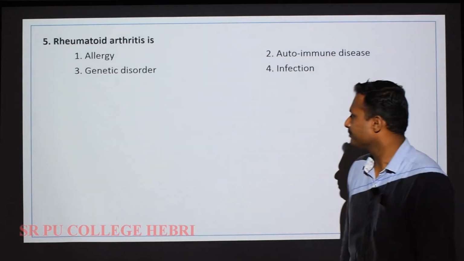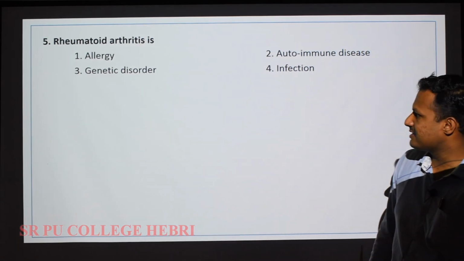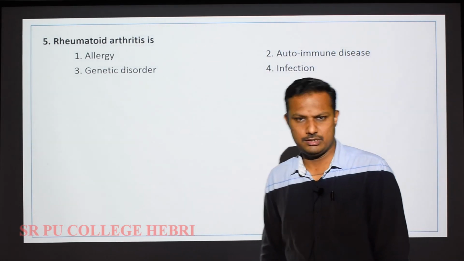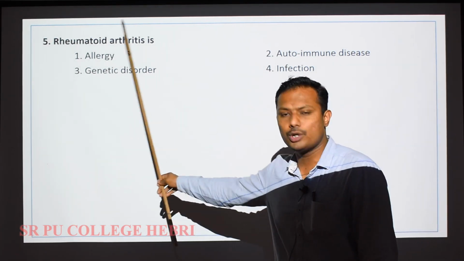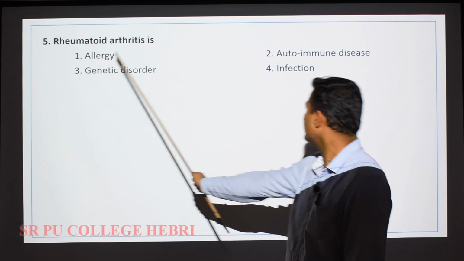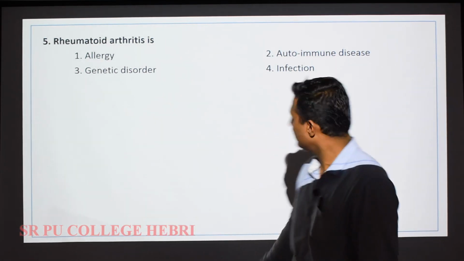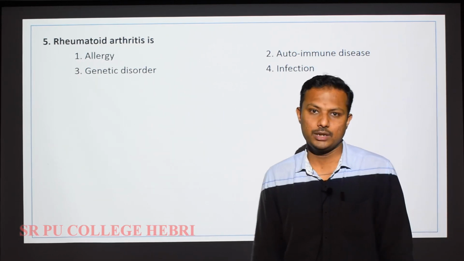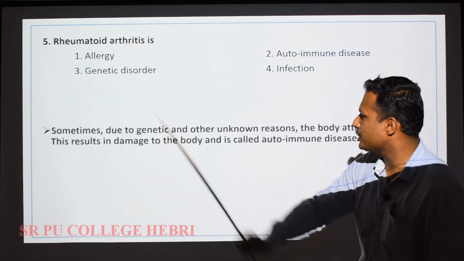Going for the next one, rheumatoid arthritis is. So this question is coming from the chapter Human Health and Disease. So you need to identify what kind of disorder or disease this is. Is it an allergy or autoimmune disease or genetic disorder or infection? You need to identify what kind of disease this is. So let us go for the explanation here.